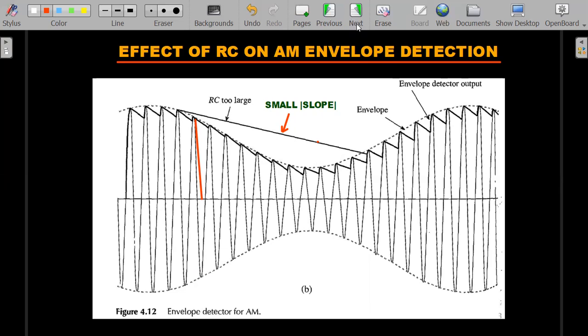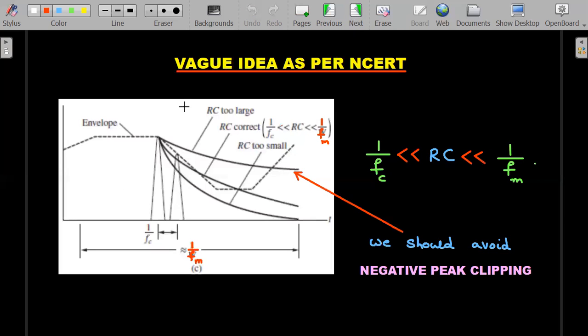Just to sum up whatever I said in this video up till now: when RC is too large, it will miss the envelope. When RC is too small, it will decay very quickly. What you require is the correct RC, somewhere in between. The vague idea in NCERT is that it should be larger than the time period of the carrier, so that it doesn't decay very quickly.